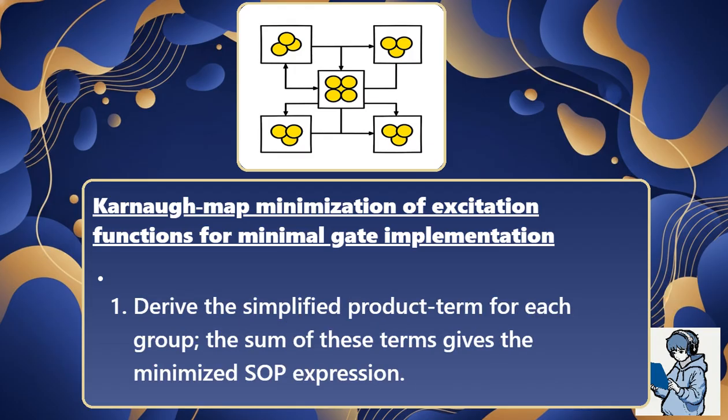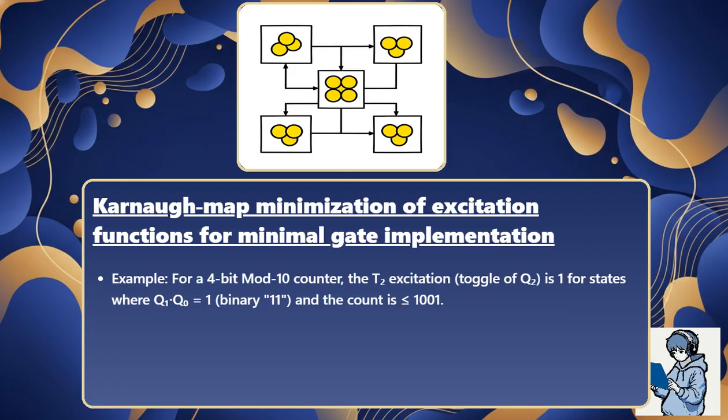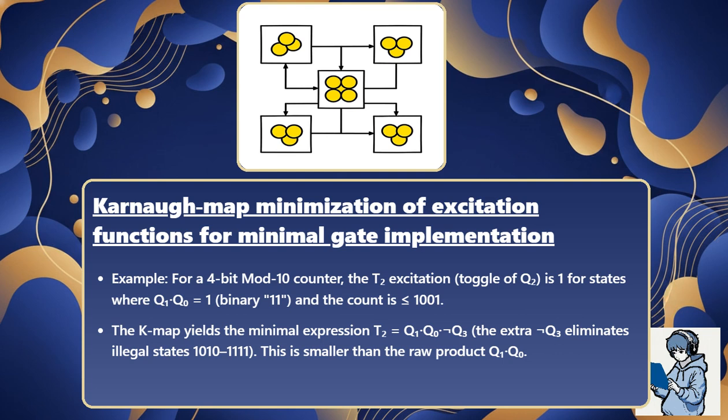Step 4. Derive the simplified product term for each group. The sum of these terms gives the minimized sum of products expression. Example, for a 4-bit mod 10 counter, the T sub 2 excitation, toggle of Q sub 2, is 1 for states where Q sub 1 dot Q sub 0 equals 1, binary 11, and the count is less than or equal to 1001. The K map yields the minimal expression T sub 2 equals Q sub 1 dot Q sub 0 dot not Q sub 3.